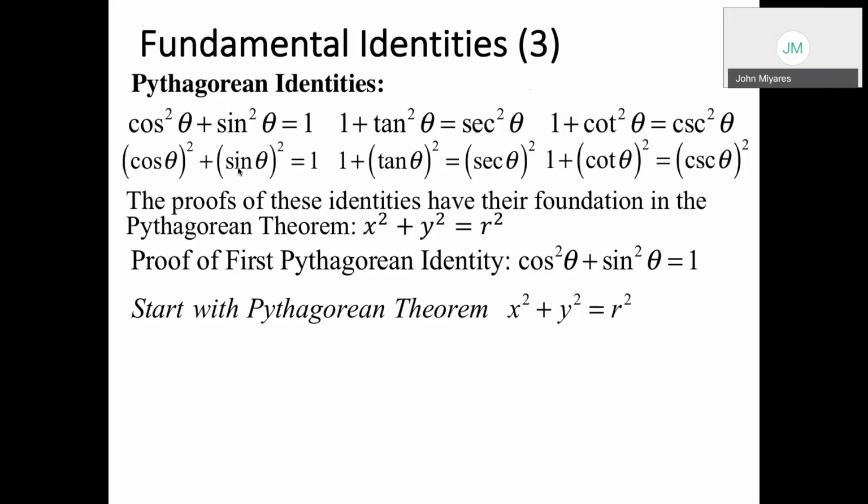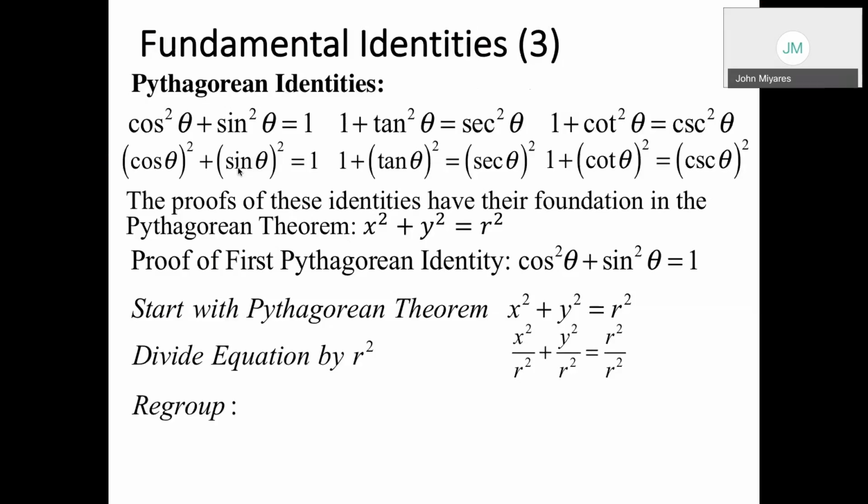From here, let's take both sides of the equation and divide it by r squared. When we do that, we're going to get x squared over r squared plus y squared over r squared equals r squared over r squared. Now let's regroup what it is we have here. I could rewrite this now as x over r quantity squared plus y over r quantity squared equals r over r quantity squared.